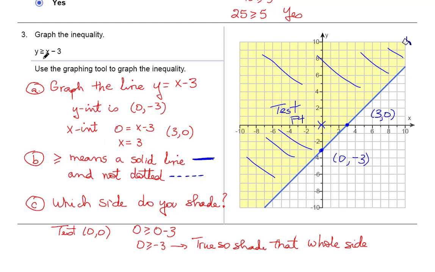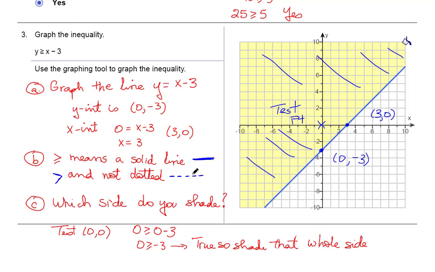Now, the inequality, see how it has the line under it? That means that when I graph this line, it's going to be a solid line. Whereas if we had something that looked like this inequality, so if it had no line, then my line would be dotted.